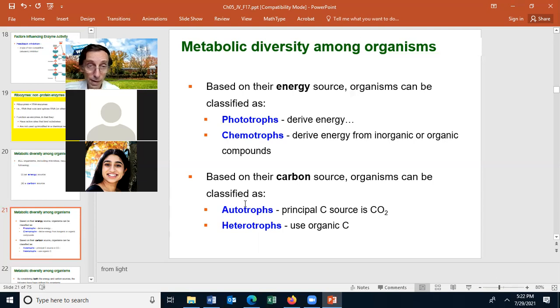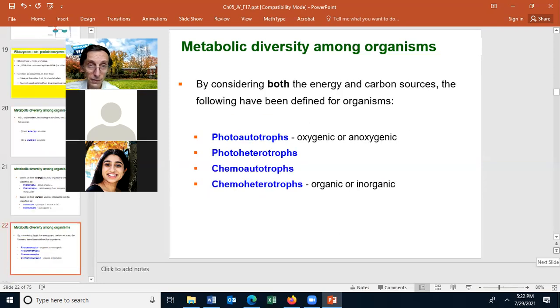Now, we can combine these four different trophs and then classify the organism based on the four, but it's a little more complicated. And if you get confused, always back it up and say, okay, where does the organism get its energy source? If it's from light, it's a phototroph. If it's from a chemical, a chemotroph. If they get their carbon source from CO2, they're an autotroph. If they get the carbon from an organic chemical carbon source, then they're heterotrophs. So always back it up if you get confused.